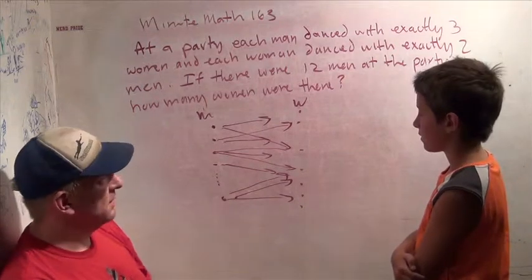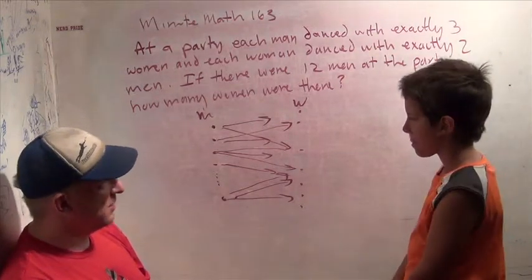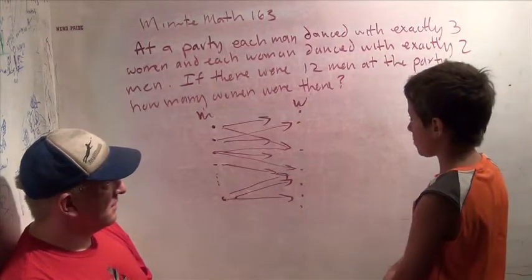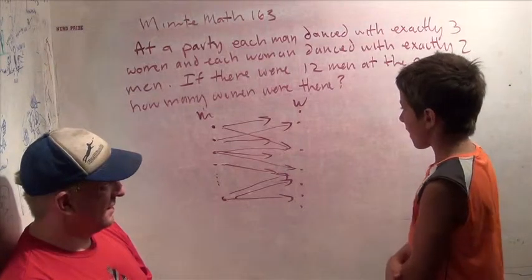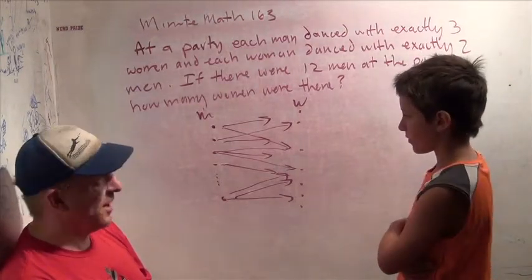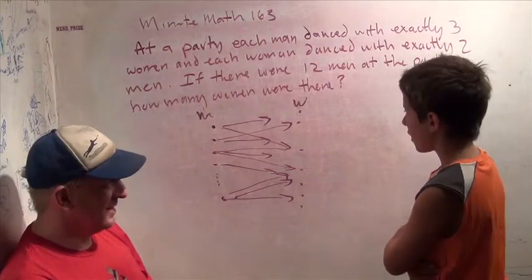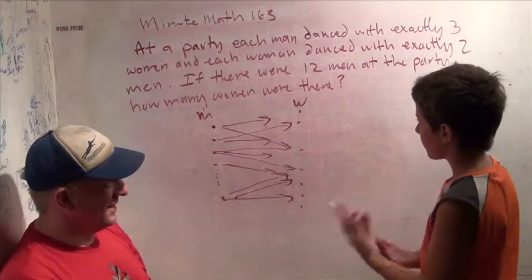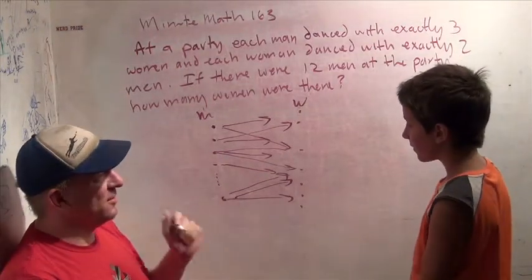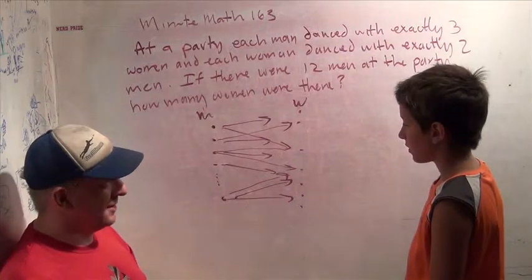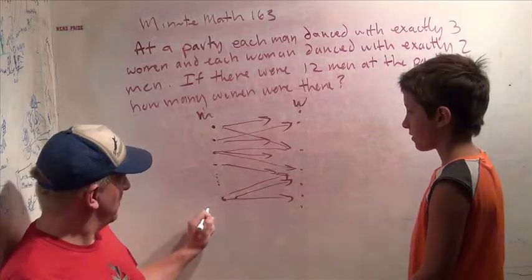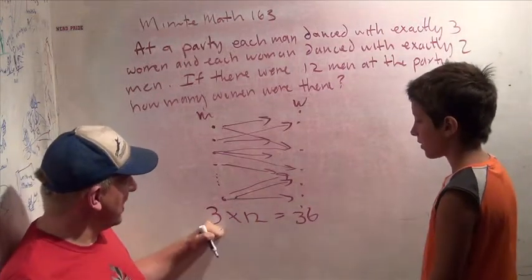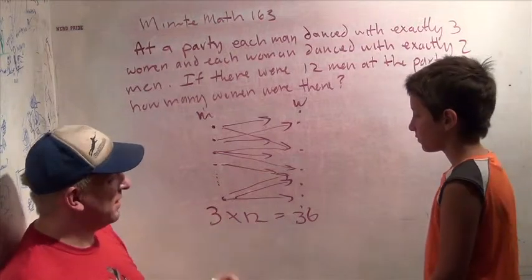All right, so can you solve it? How many women are there? Well, there's 2 arrows for each woman, and for each man there's 3 arrows. So how many arrows are there? There's 36 total arrows. How did you figure that out? Because that's the number of dances. 3 times 12 equals 36. 3 women for each man, 12 men, equals 36.